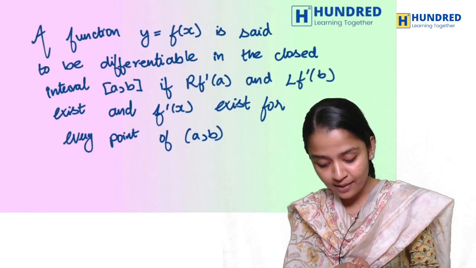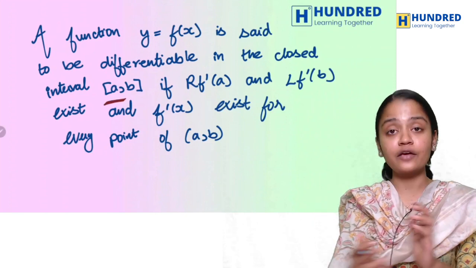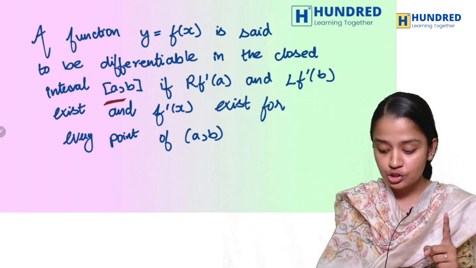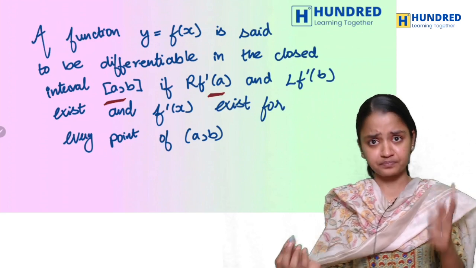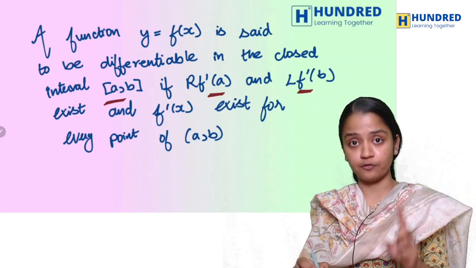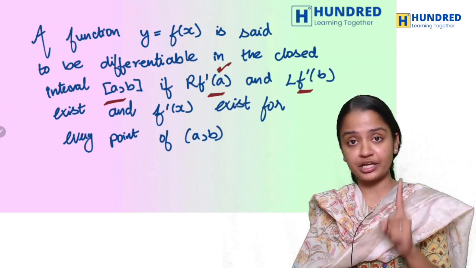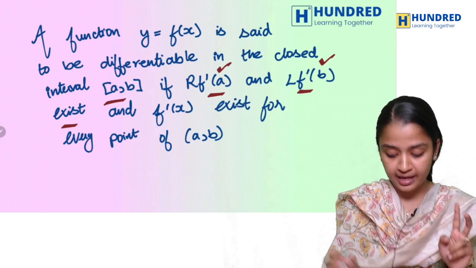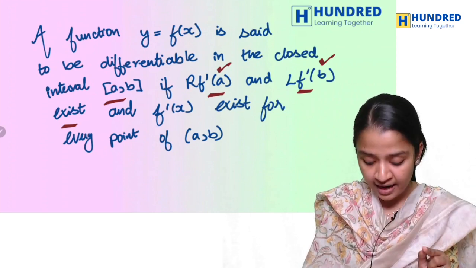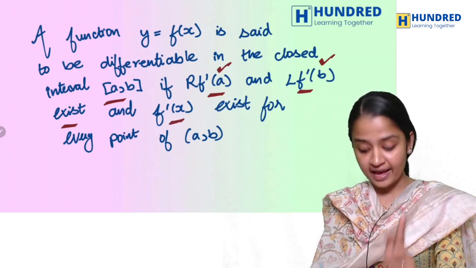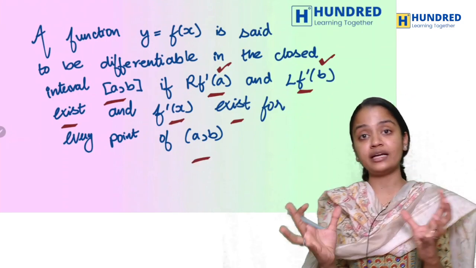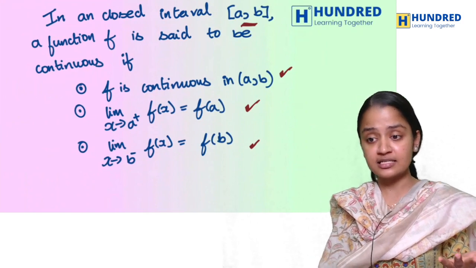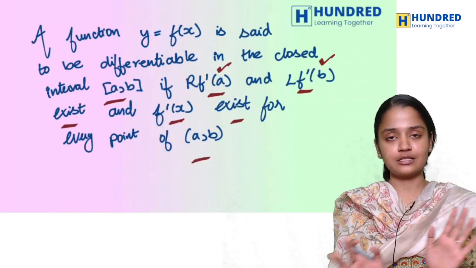Okay, and in the same way, if you are checking if it is differentiable in the closed interval a comma b, first your right hand derivative at the particular point a and your left hand derivative at the particular point b should exist, and then f dash of x should exist for every point in the open interval, same as you have seen in continuity, but there are slight differences.